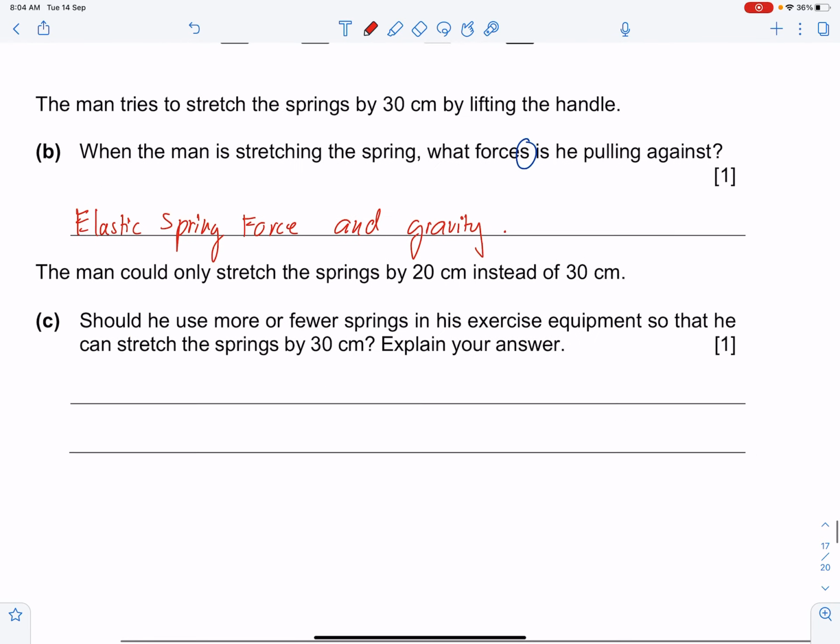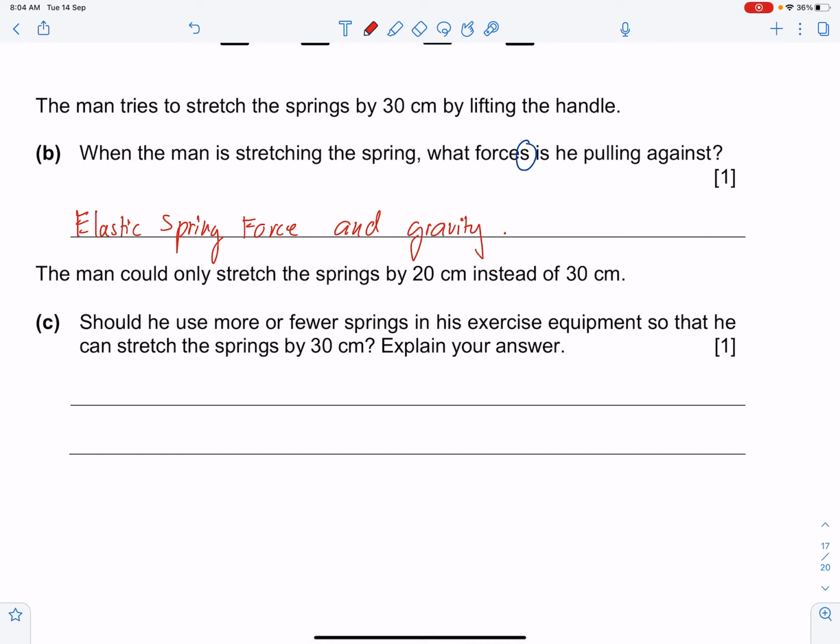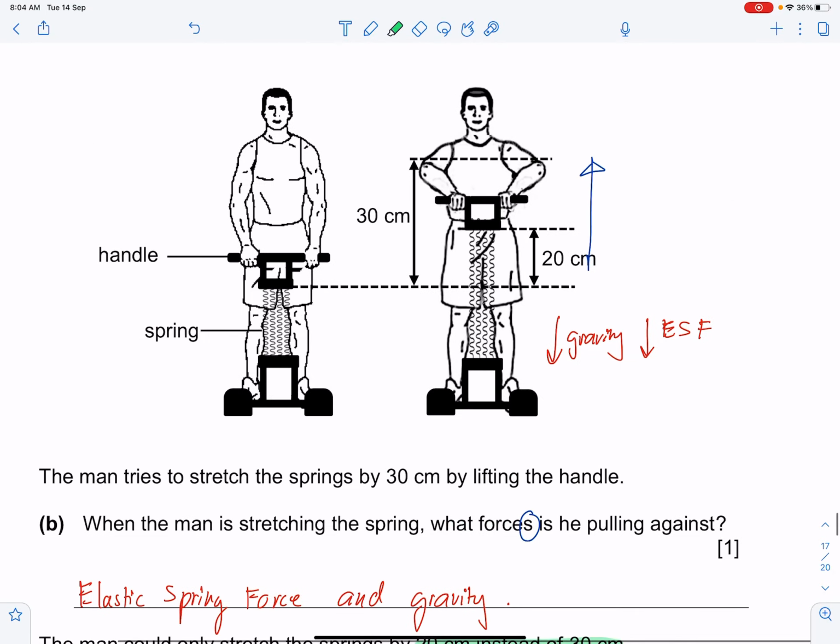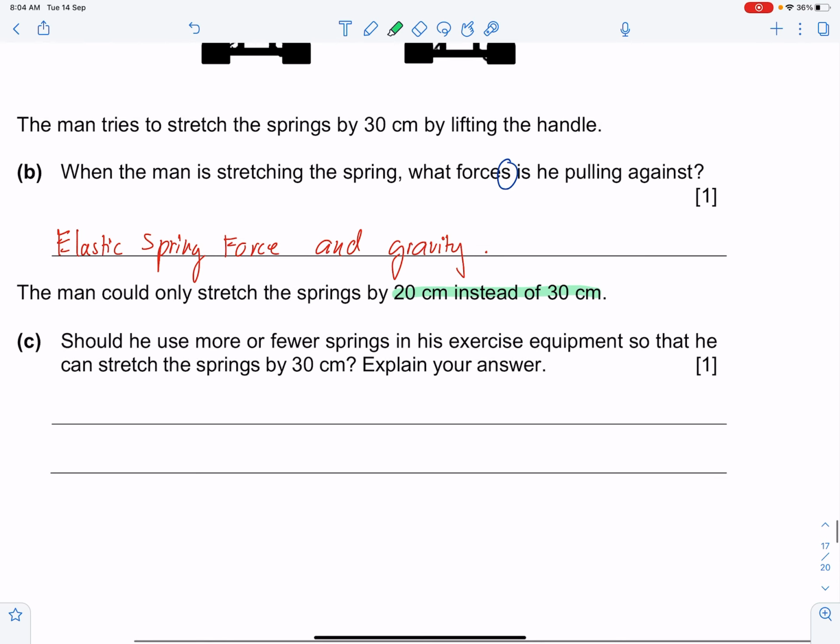Now, next, the man could only stretch the springs by 20 instead of 30 cm. Okay? So what does this tell me? This tells me that this man does not have enough strength. He can only pull up to 20 instead of 30. But his goal is to make sure he gets to 30. So how can he do that?